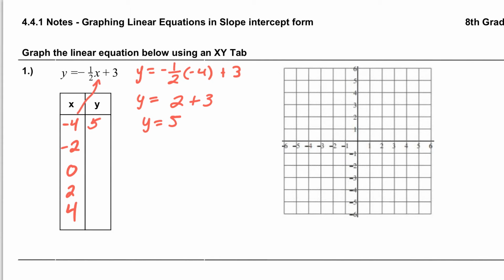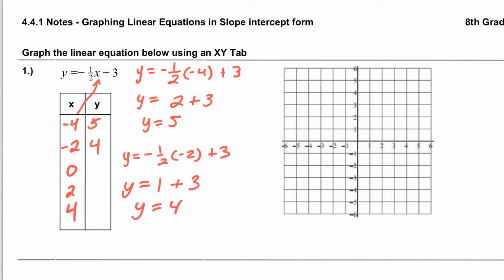Okay, if we plug in the input -2, y is equal to -1/2 times -2 plus 3. Well, 1/2 of 2 is 1, and a negative times a negative makes it a positive 1. So we're looking at 1 plus 3, and 1 plus 3 is 4. So when we plug in -2, we get the output 4.